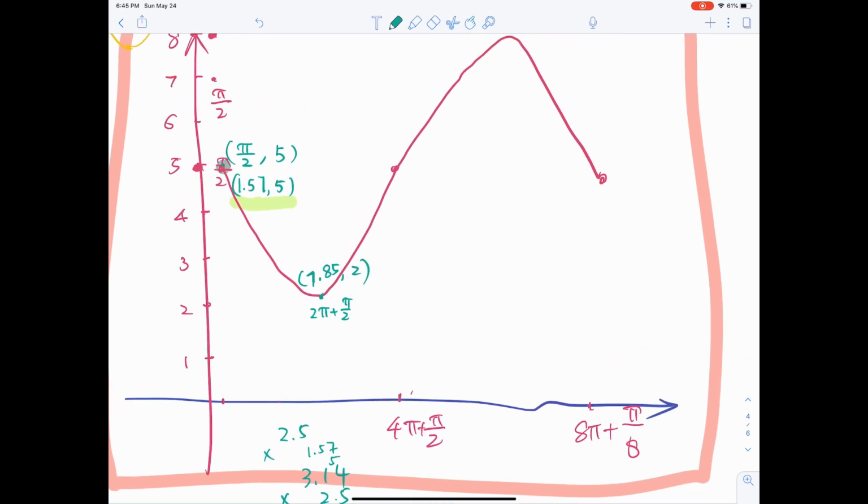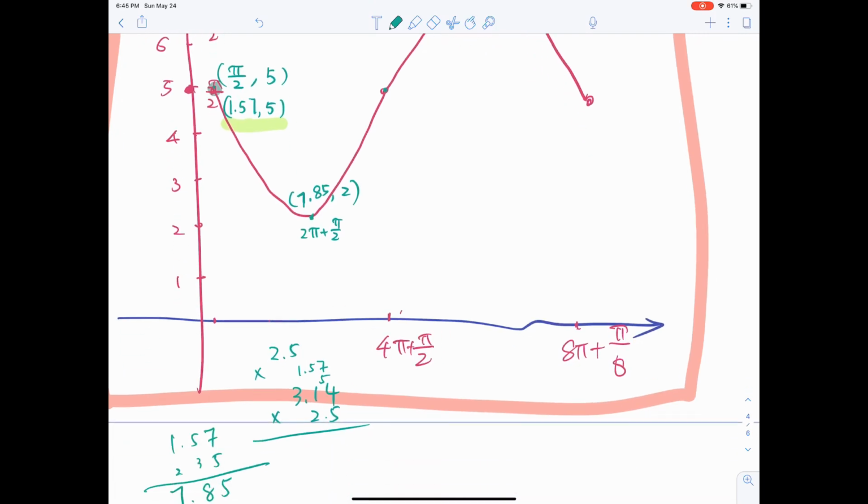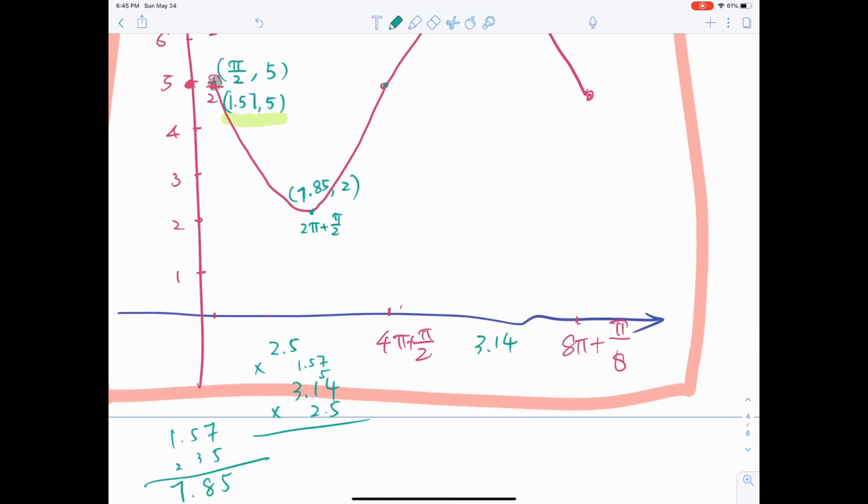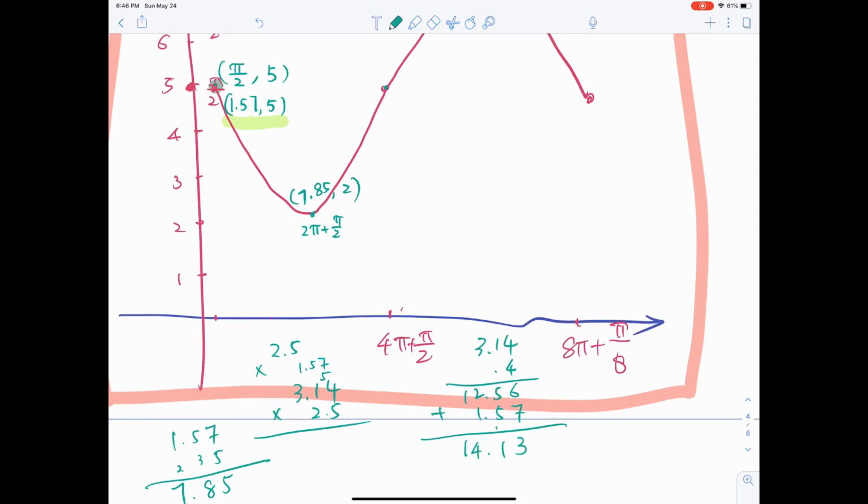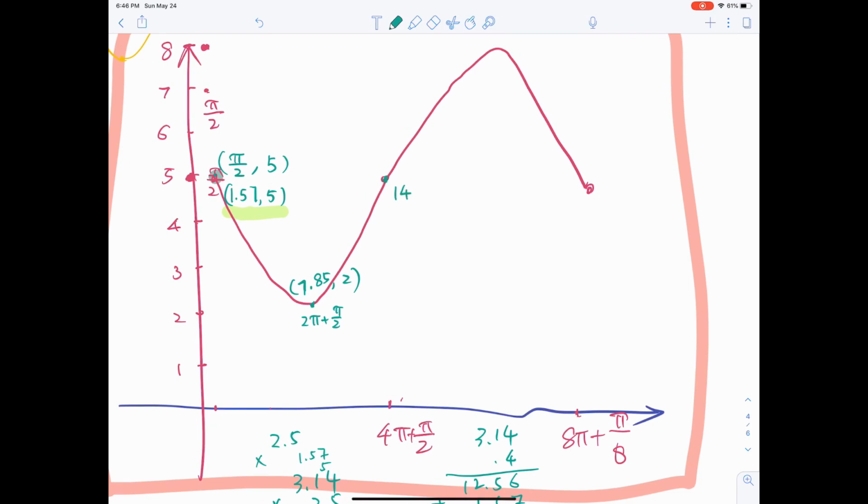Okay, and this point will be 4 pi plus 1.57. 3.14 times 4 is 12.56, plus 1.57, is 14.13, and this one is 5.